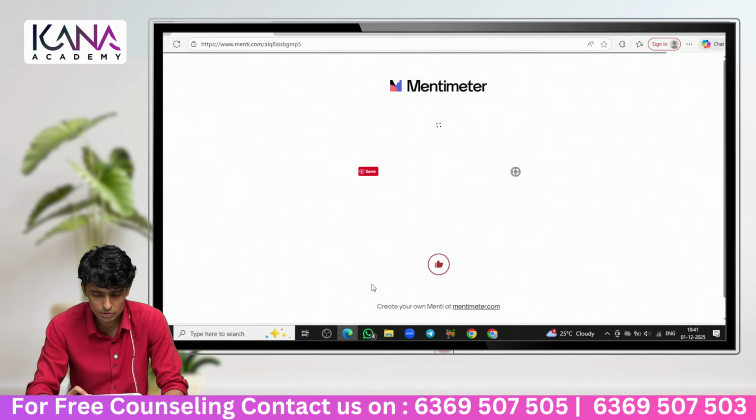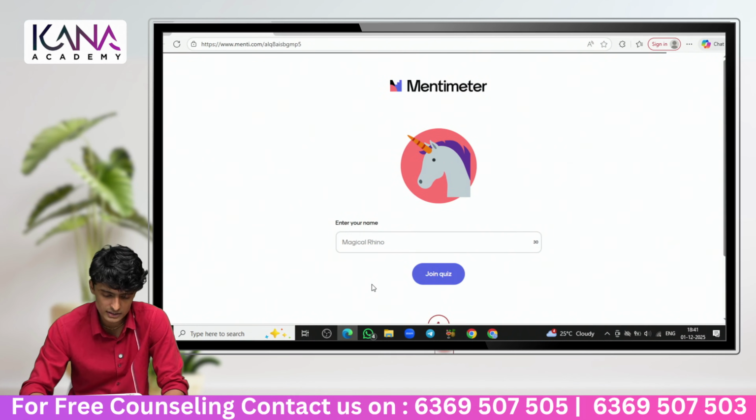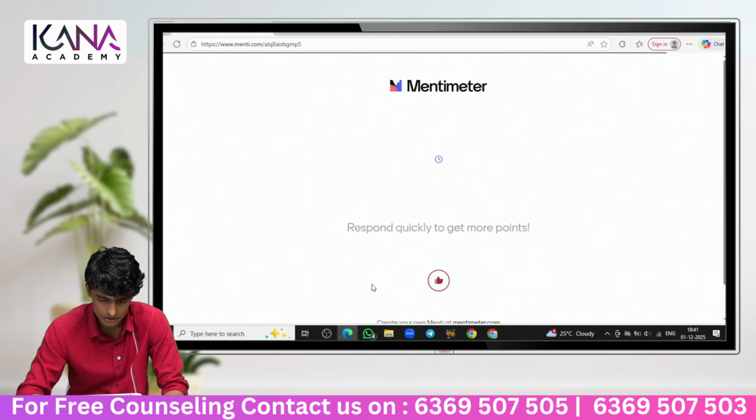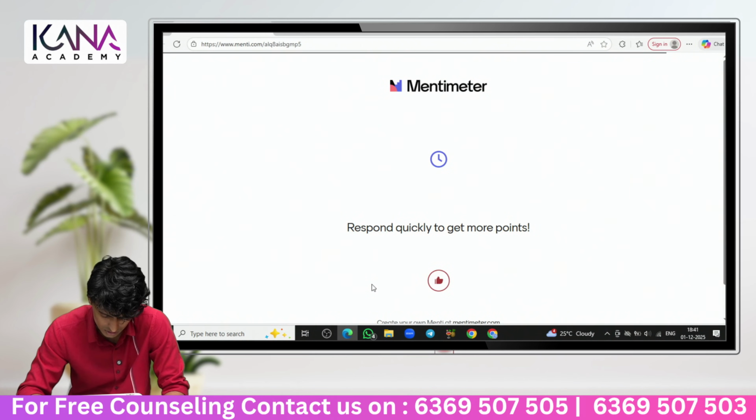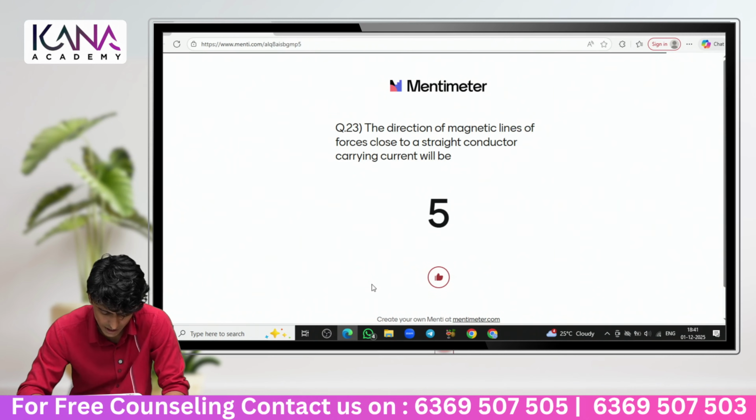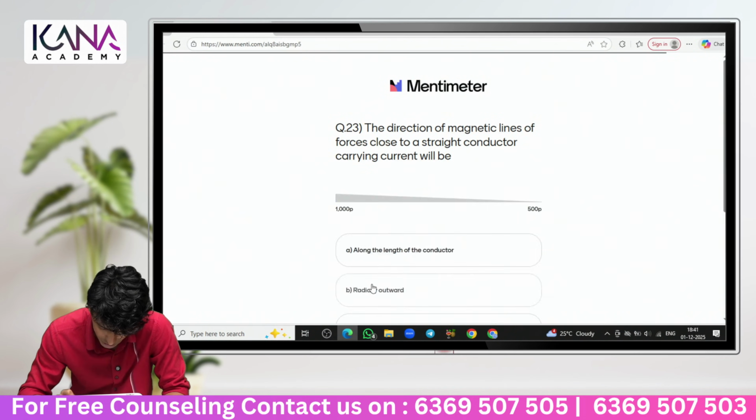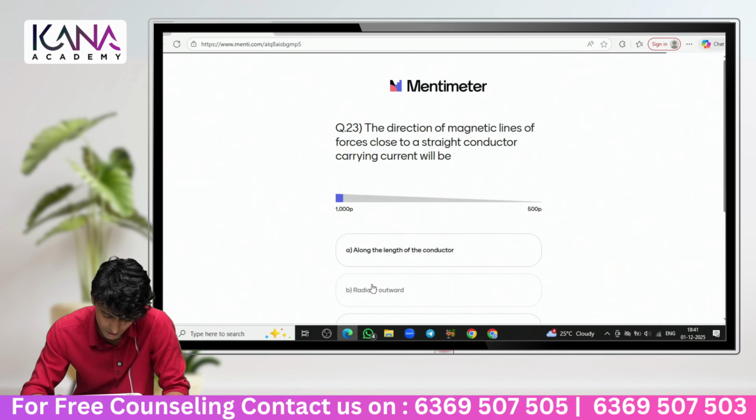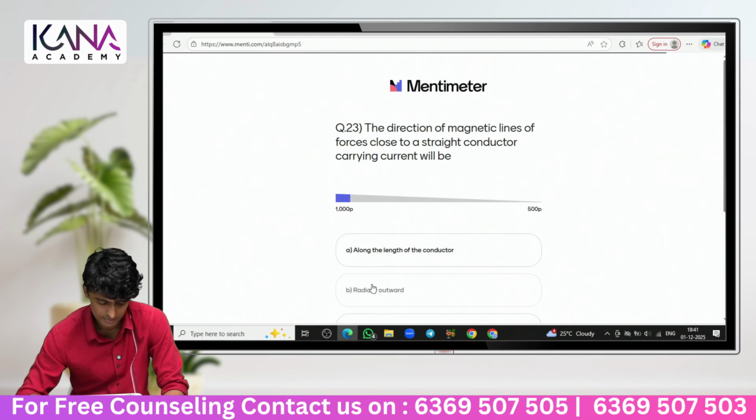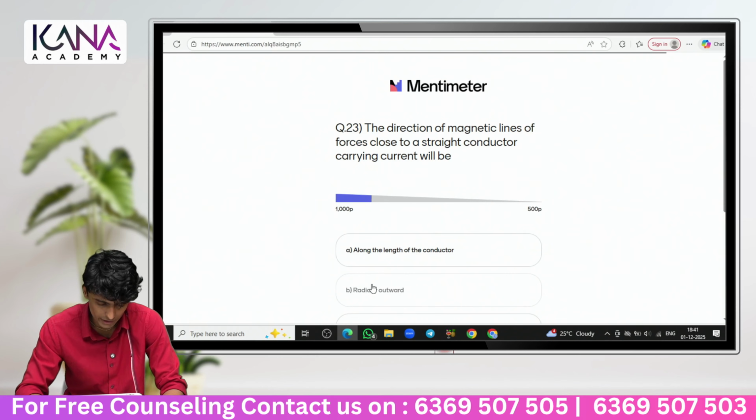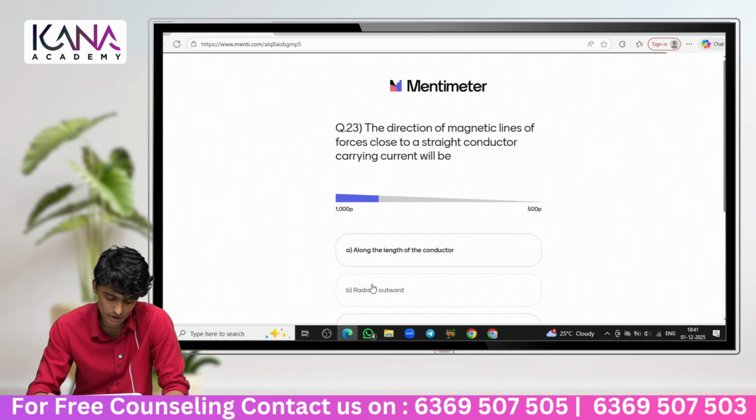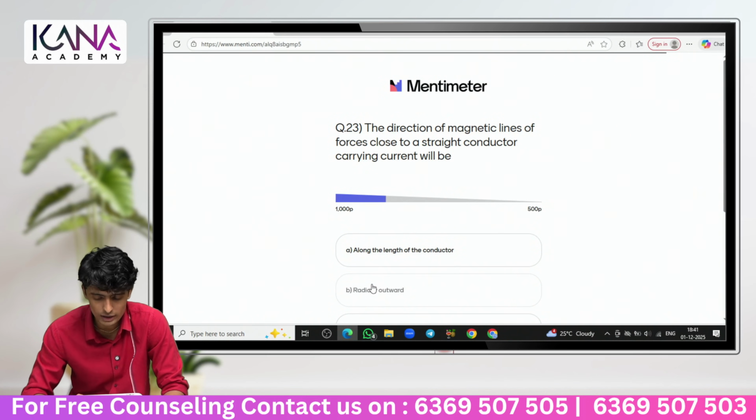Okay, moving on to the next question, question number 23. The direction of magnetic lines of force close to a straight conductor carrying current will be along the length of the conductor, radially outward, circular in a plane perpendicular to the conductor, or helical.